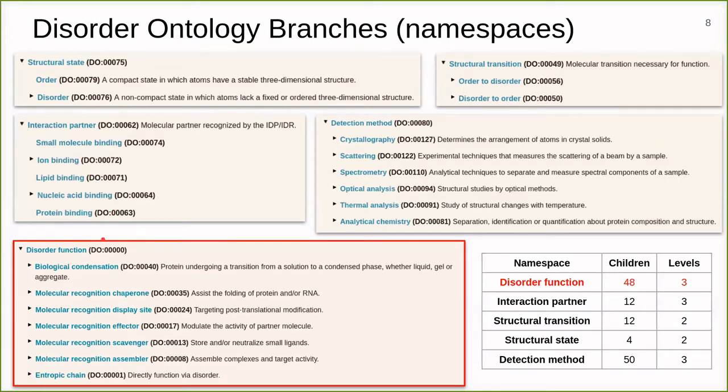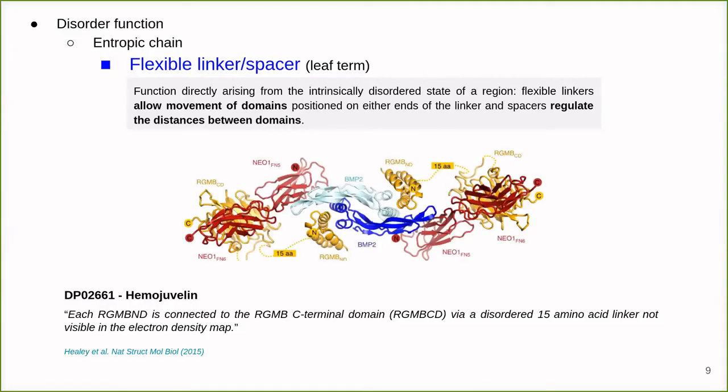This disorder function contains 7 different children, and most of them are related to binding events, so to biological process related to the binding events. With the exception of the entropic chain. I will show right now some examples.